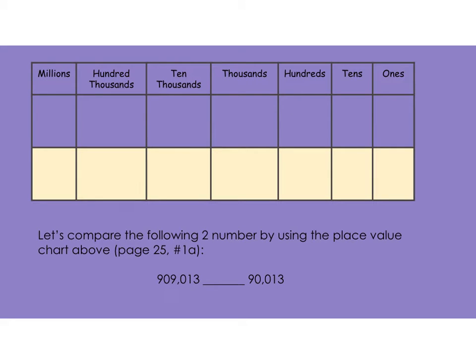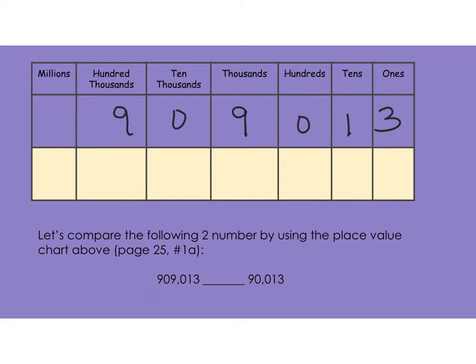So let's compare the following two numbers by using the place value chart above. I'm doing this problem, but it's also in your homework pages for tonight. On page 25, number 1A, you will see this exact problem. So let's put the first number, 909,013, in our top section, and we can just use numbers, or if you'd rather use place value disks. I'm going to use numbers. So we have 900,000s, we have 0 10,000s, 9,000s, 0 hundreds, 1 ten, and 3 ones.